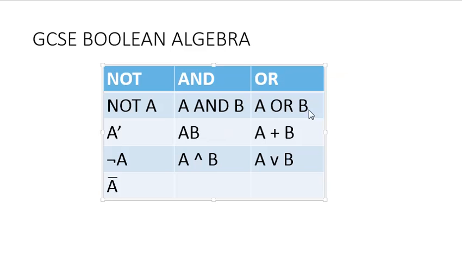Finally, we get to all the notations for or. So a or b written out explicitly as an or. The more algebraic form of it is to use a plus sign to represent or. So a plus b we read in Boolean algebra as a or b. The less common form is to use a v between them, and that's read as a or b as well.